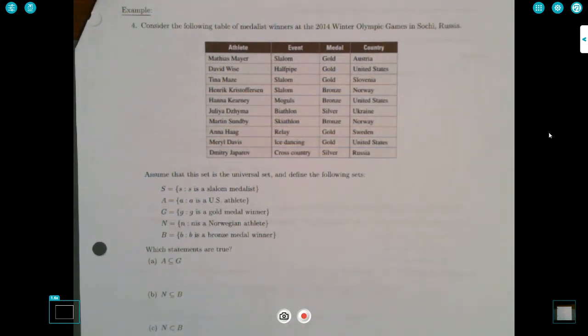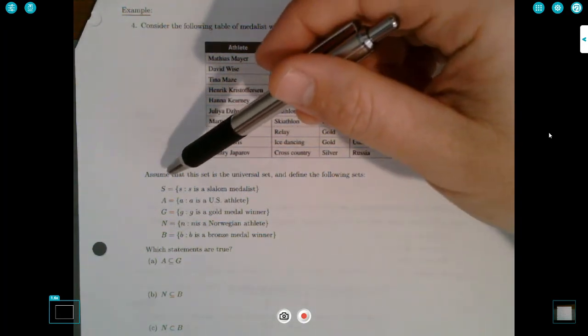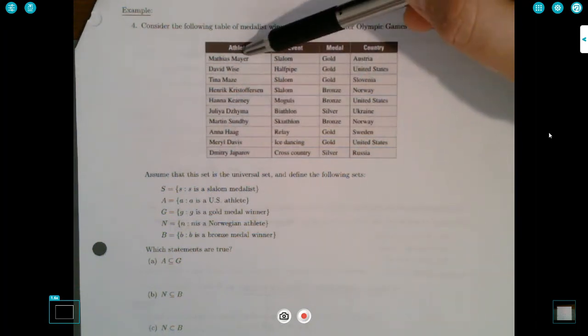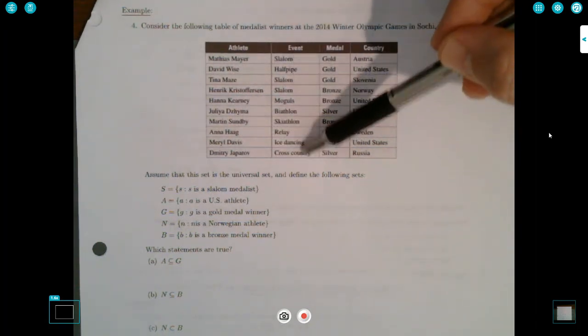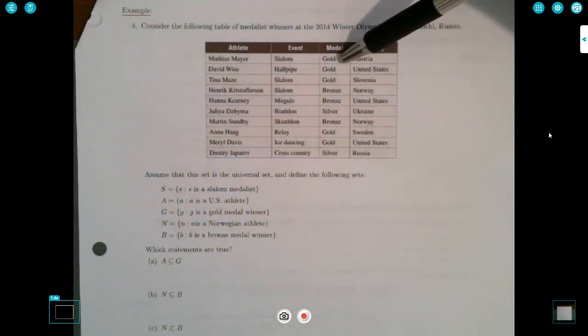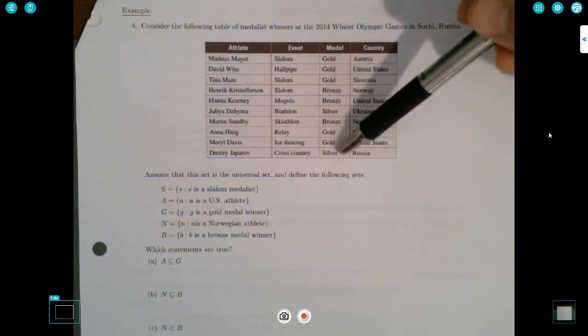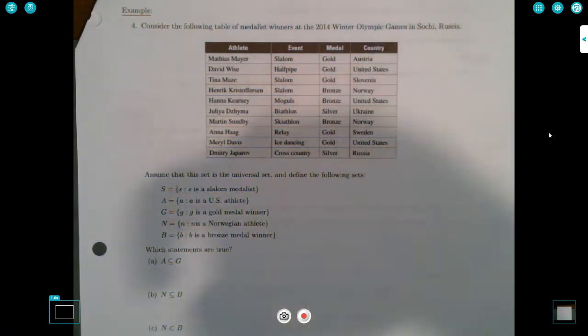So let's look at another example. This one says, consider the following table of medalist winners at the 2014 Winter Olympic Games in Sochi, Russia. Okay. And then it says, assume that this set... So we have the names of the athletes, the event that they did, the medal that they won, gold, bronze, or silver, and then the country that they're from, right?